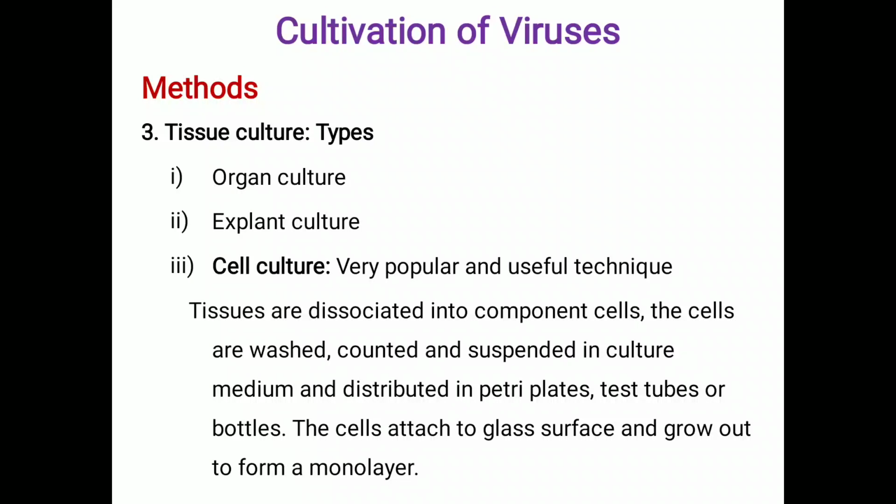Minced tissue may be grown as explant embedded in plasma clots, but it is actually not useful in virology. The most popular and useful technique is cell culture. In this technique, the tissues are dissociated into component cells by the action of proteolytic enzymes such as trypsin and mechanical shaking.